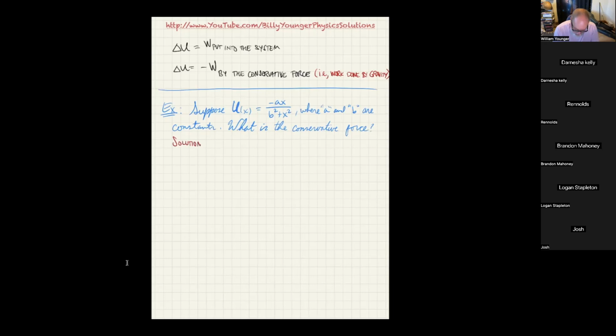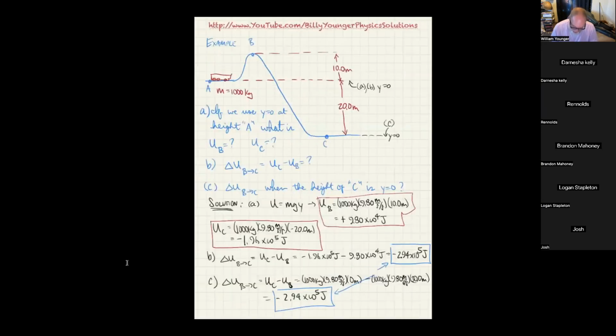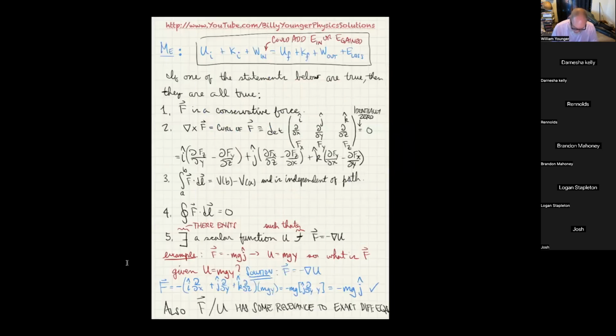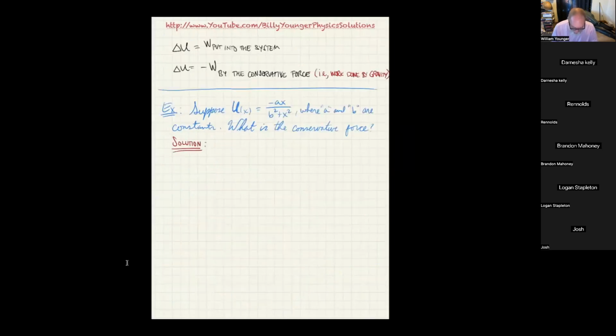So I've already hinted to you and actually showed you an example of how we can take a potential. We did it down here in the example in red. The force was actually negative mg j hat, and we derived that from knowing that the potential energy is mgy, and we ended up getting negative mg j hat. So we're going to do the same thing again. What we know is F is equal to the negative gradient of u.